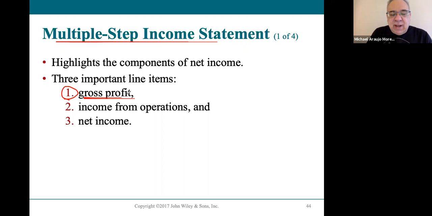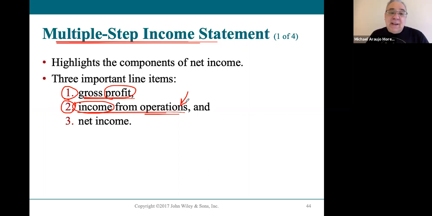Another thing the multi-step statement does that other income statements don't do is give you the profit from the main operation of the business. Now remember, the word income and the word profit and the word earnings all mean the same thing, interchangeable terms. It means profit, okay? Now, the income or the profit from operations means the main business of the retailer.